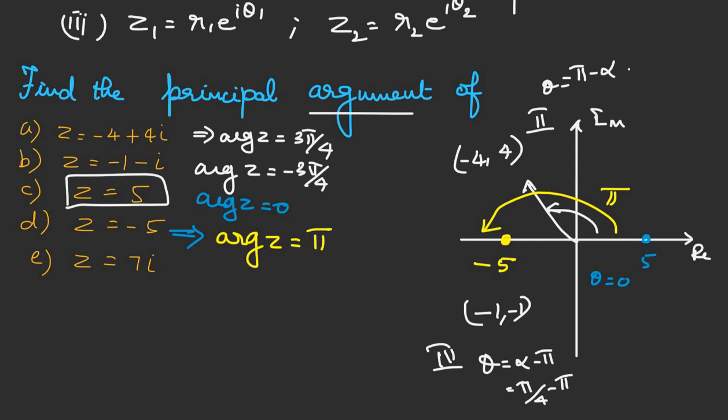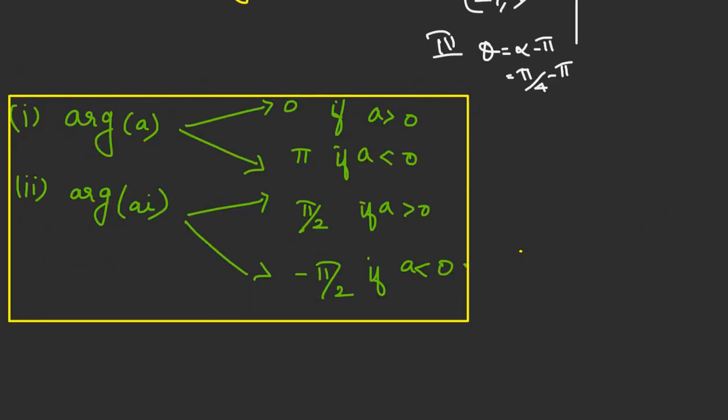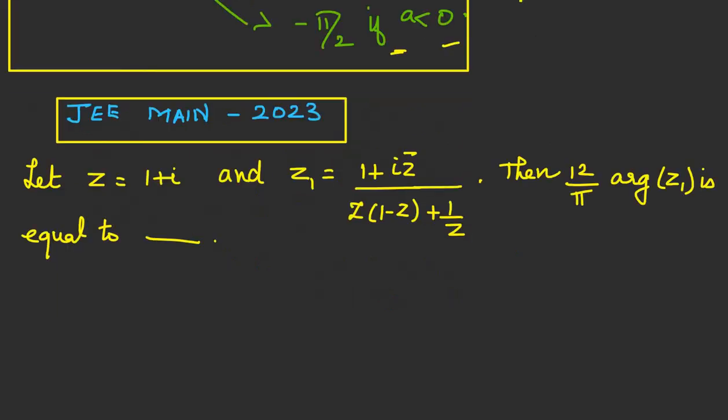The next question, z is equal to 7i. The point lies on the imaginary axis. So what will be the angle here? The angle will be equal to pi by 2. So we say the argument of z will be equal to plus pi by 2. So in general we can say the argument of a real number a will be equal to 0 if a is greater than 0 and is equal to pi if the number is a negative number. The argument of an imaginary number ai is equal to pi by 2 if a is greater than 0 and is equal to minus pi by 2 if a is less than 0.